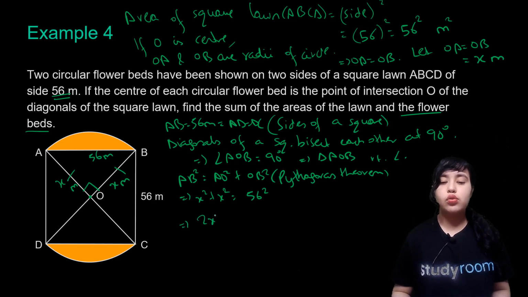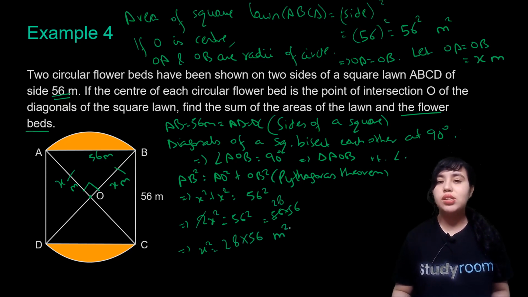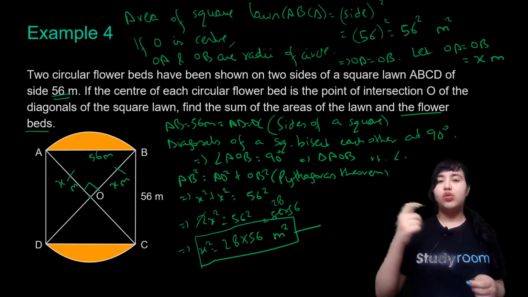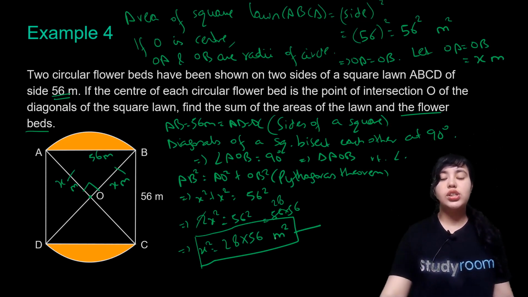So that gives me 2x square is equal to 56 square. So my x square will be what? So 56 square is 56 into 56. So 2 cancels, and here you have 28. So x square is 28 into 56. And the unit will be what? Meter into meter, meter square. So you can make this as one of your equations, or you can just highlight this, okay? Because we'll be directly making use of this x square value in many other calculations now.